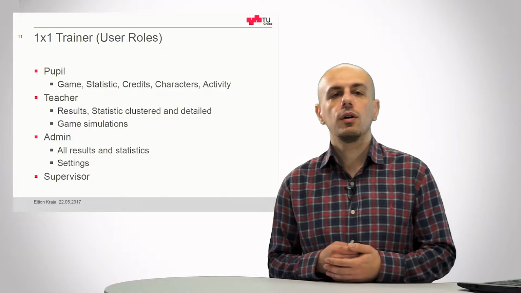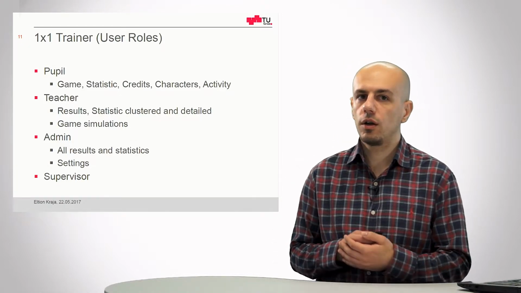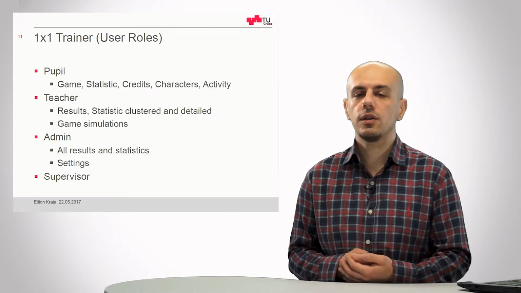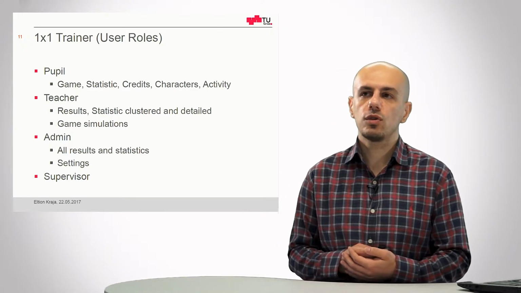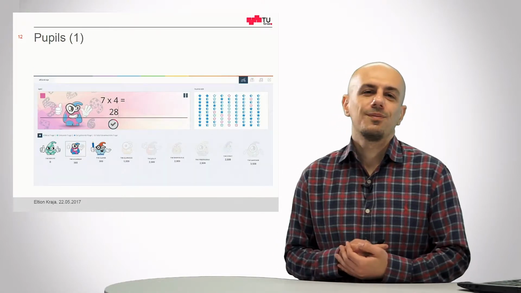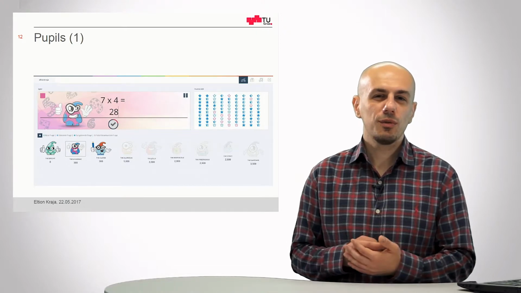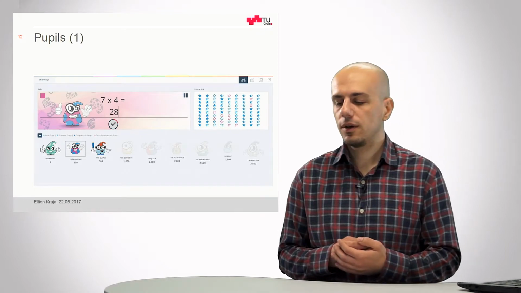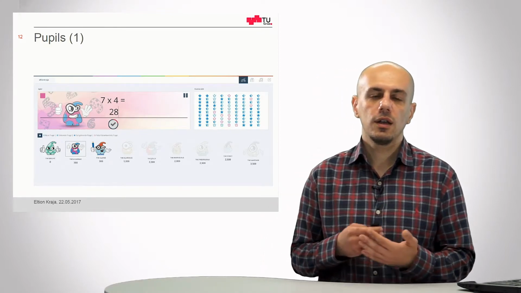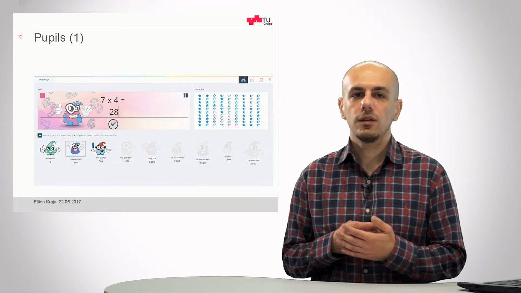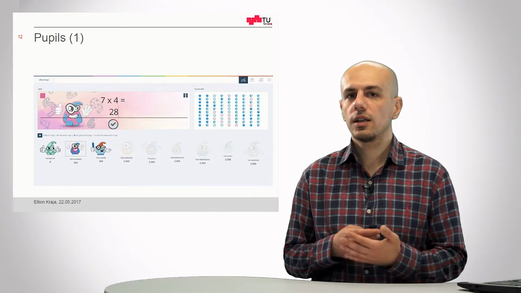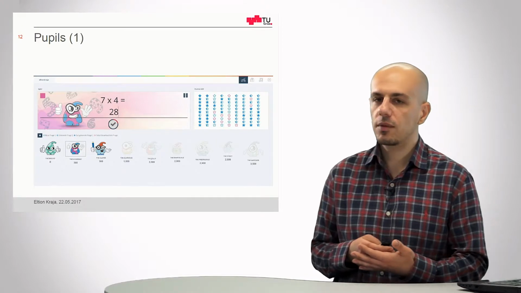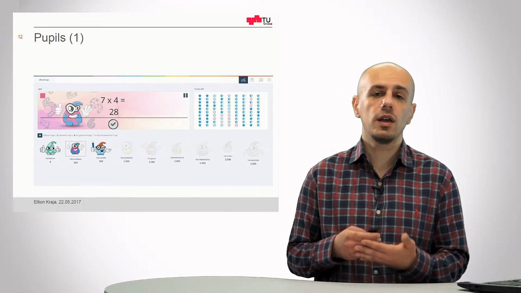The roles of the multiplication table trainer are the pupils or the students, the teacher, the administrators, and the supervisor. In the next slides, I am going to show the main views these roles can access. For example, this is the most common view for the children, and this is how a question is presented from the system, and within a given time, the child can answer this question. For a correct answer, the child can gain points, which can then be used to activate the game characters, which then also define the layout of the system.